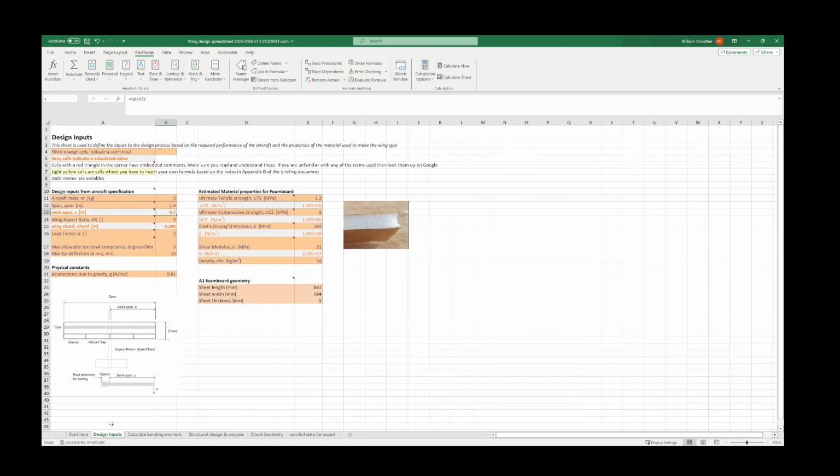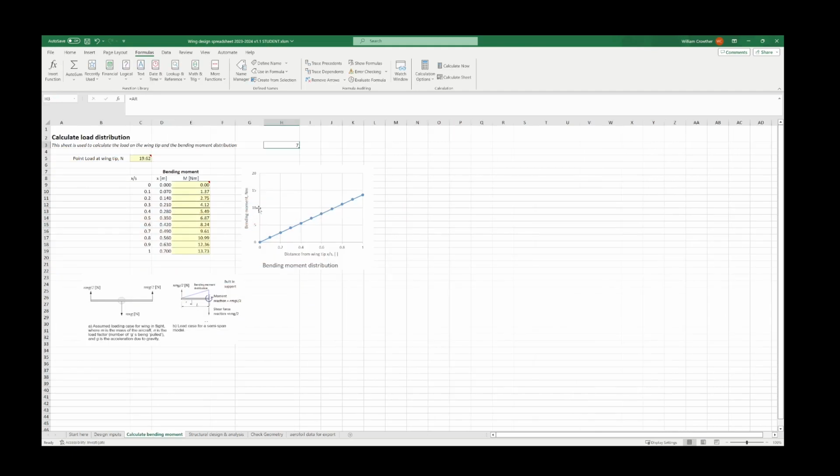And so if I go to design inputs, we can see here that the aspect ratio is 5. So let's change that to 7. And if I go back to this, that cell has changed to 7. So it's all nicely linked together.